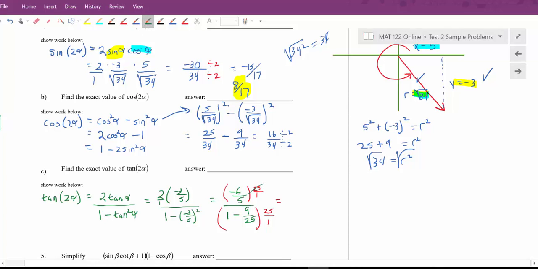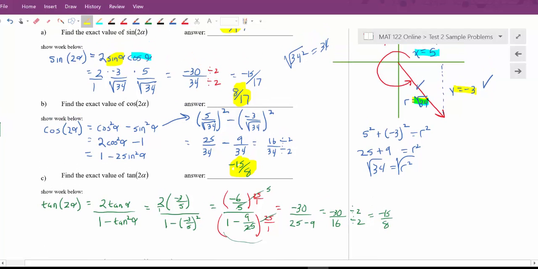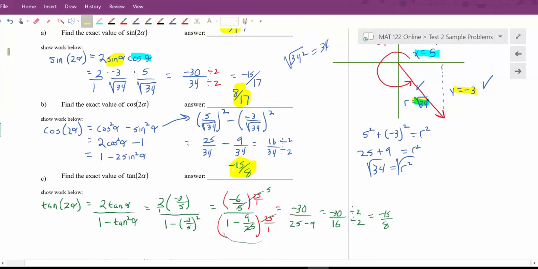So I'm going to have 25 over 5 is 5. Negative 6 times 5 is going to be negative 30. The denominator, 25 times 1 is 25. Then when you multiply those out, you're going to get 9. So this is negative 30 over 16. Then you can divide this by 2 to get negative 15 over 8 as the answer to that problem. Okay, so that's one way you could do this. If it were me, and it is me, this is how I'd do it. Seriously, I'd do it like this.